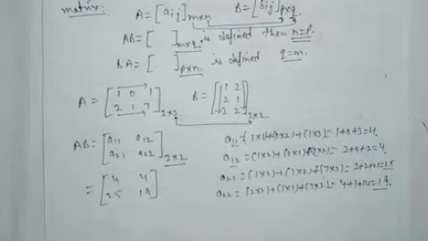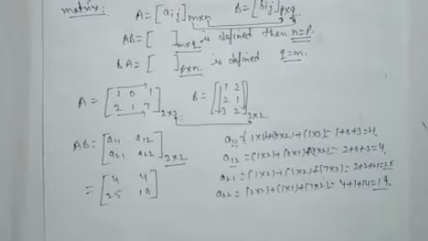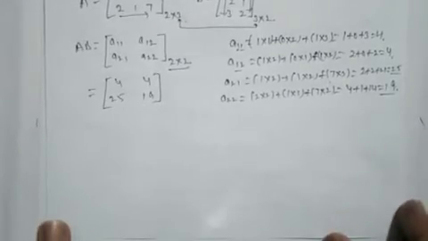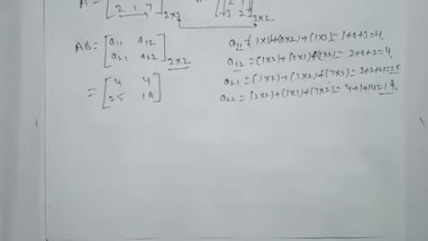This is a 2 cross 2 matrix. In this way, we have to multiply two matrices. For multiplication, first of all, we have to check that the number of columns of the first matrix equals the number of rows of the second matrix. Clear?